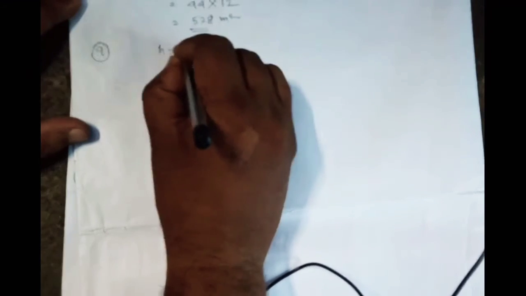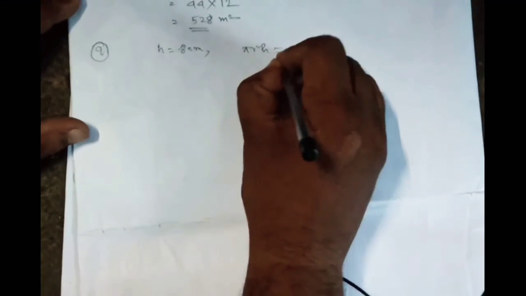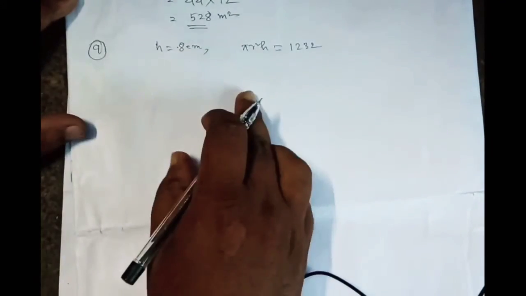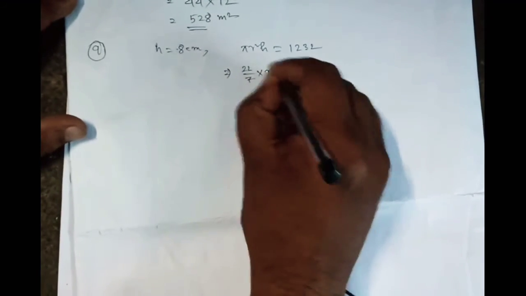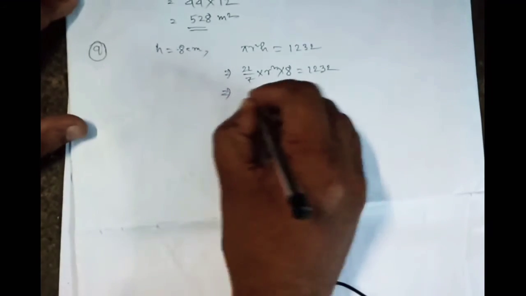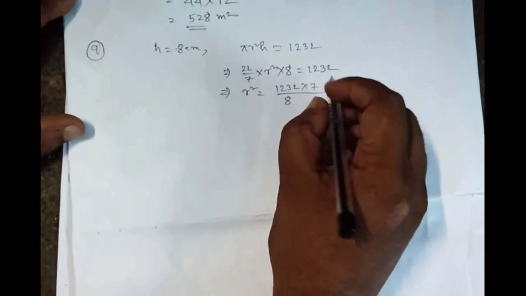The volume of a cylinder of height 8 centimeters. Now h is equal to 8 centimeter. So pi r square h is equal to this, that means 22 by 7 into r square into 8, that's equal to this. Now r square is equal to 1232 into 7 by 8 into 22.